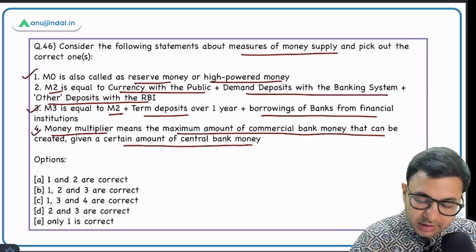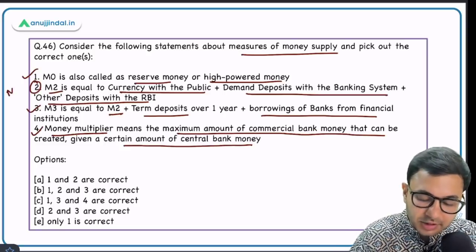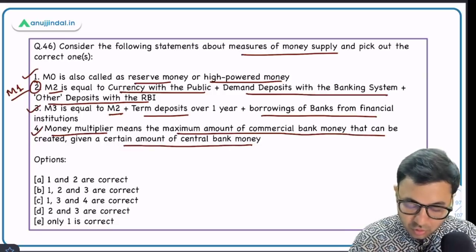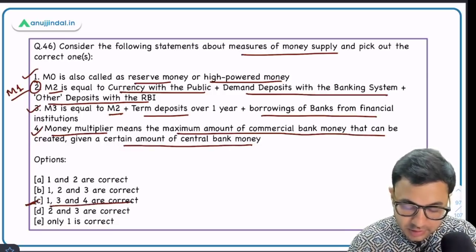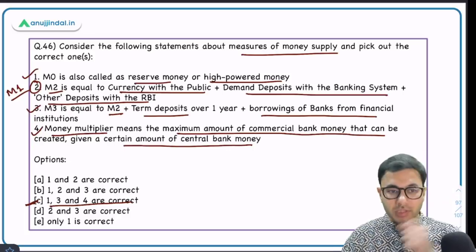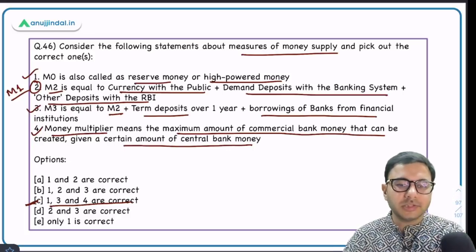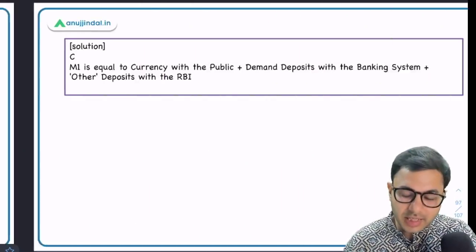ये सही है, ये सही है, ये सही है. Only option 2 is incorrect. This is the definition of M1. So 1, 3 and 4 are correct. Answer is option number 3. 1, 3 and 4 are correct, 2 is incorrect. M1 is currency with the public plus demand deposits and other deposits.